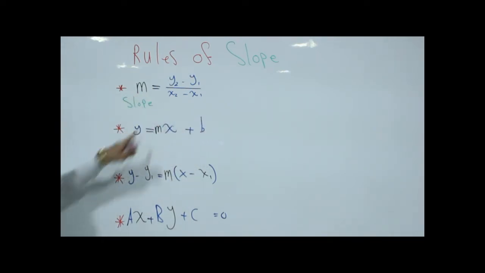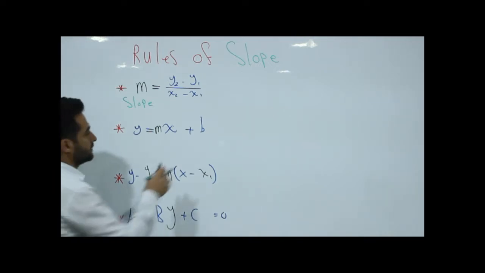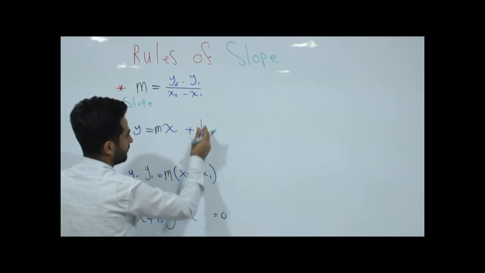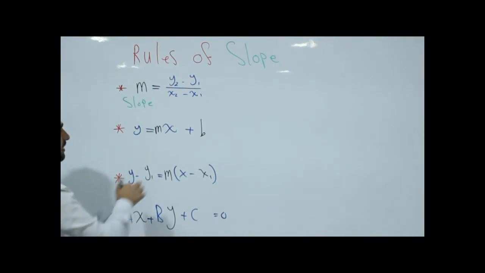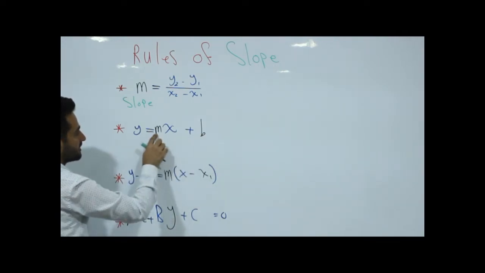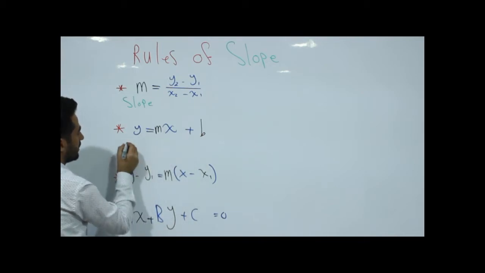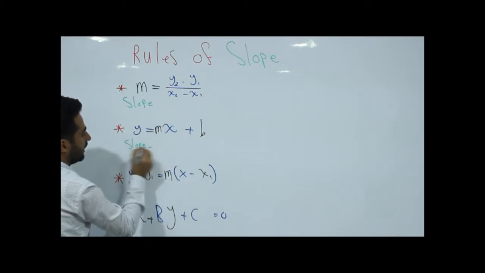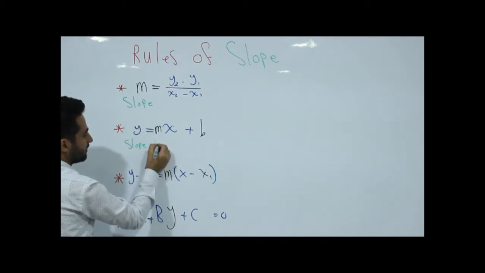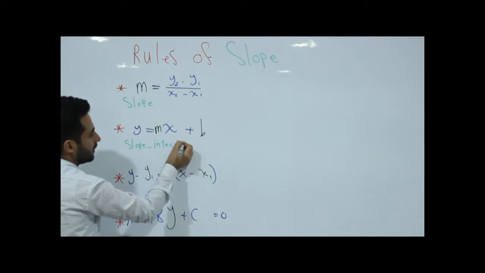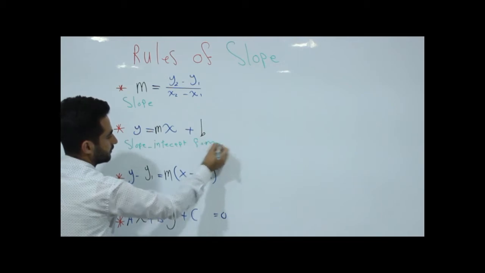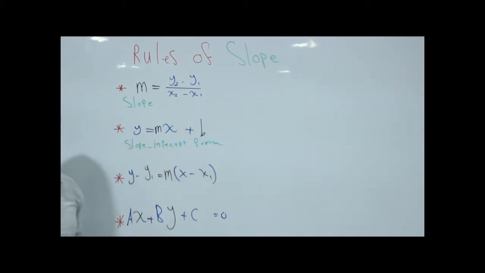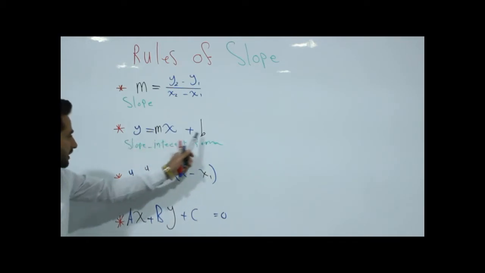Here we have two things, okay? This is b and this is m. Except x and y, we have m and b. This b is the y-intercept and this m is the slope. So we name it by those two: slope-intercept form. It means we have slope and y-intercept.